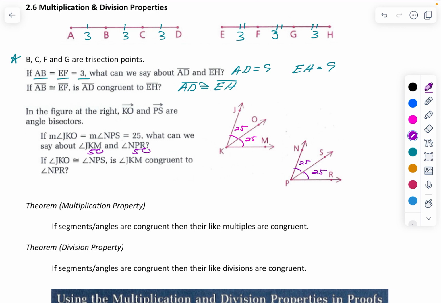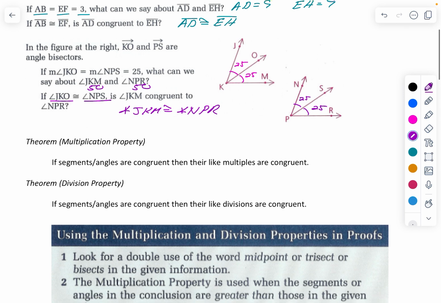And so in other words, if JKO is congruent to NPS, then we are going to get angle JKM is congruent to angle NPR. If the pieces of those angles are congruent, then we know that the big angles will also be congruent. So this leads us to the multiplication and division properties. So we can just say multiplication property.